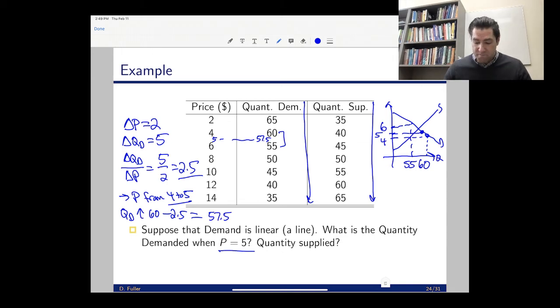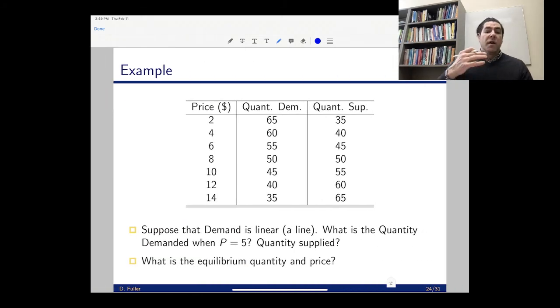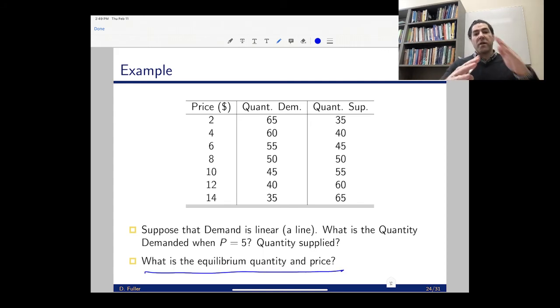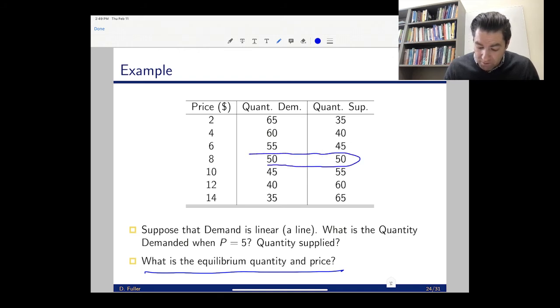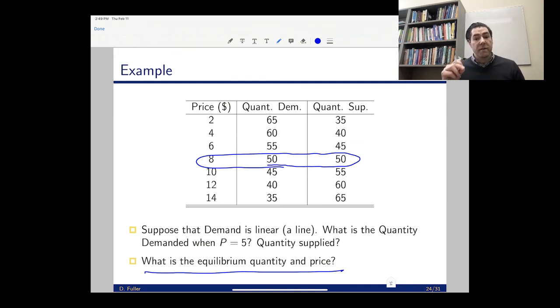Okay, more practically, let's find the equilibrium quantity and price. Okay, so where do those 2 curves meet each other? And here, all I have to look for is where the quantity demanded and quantity supplied are equal. Those are equal when the price is equal to $8. So P star is equal to 8, Q star is equal to 50. Quantity demanded equals quantity supplied.